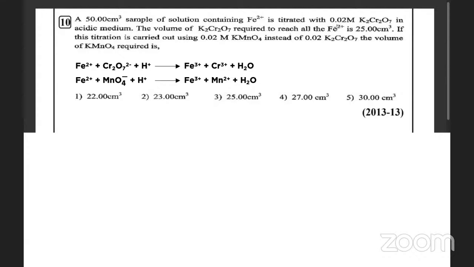So the details with respect to dichromate: 0.02 M dichromate, 25 centimeter cube. And regarding Fe2+, 50 centimeter cube sample of Fe2+. If this titration is carried out using 0.02 M KMnO4 instead of 0.02 M K2Cr2O7, the volume of KMnO4 required is... Fine. Now, how do we do this question?